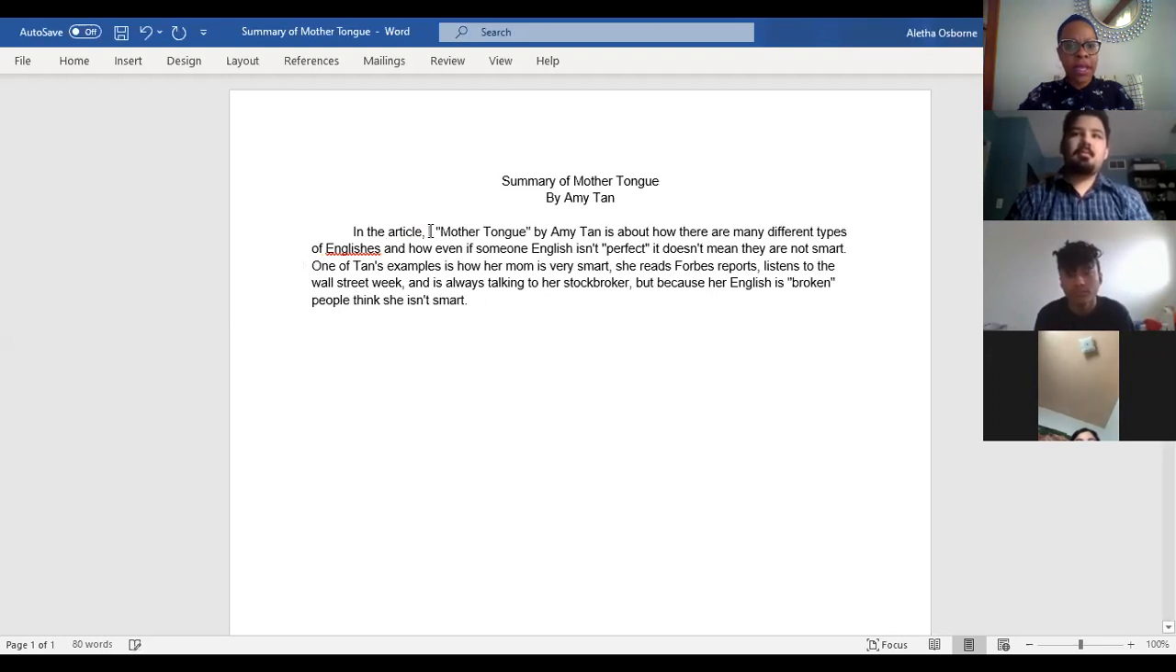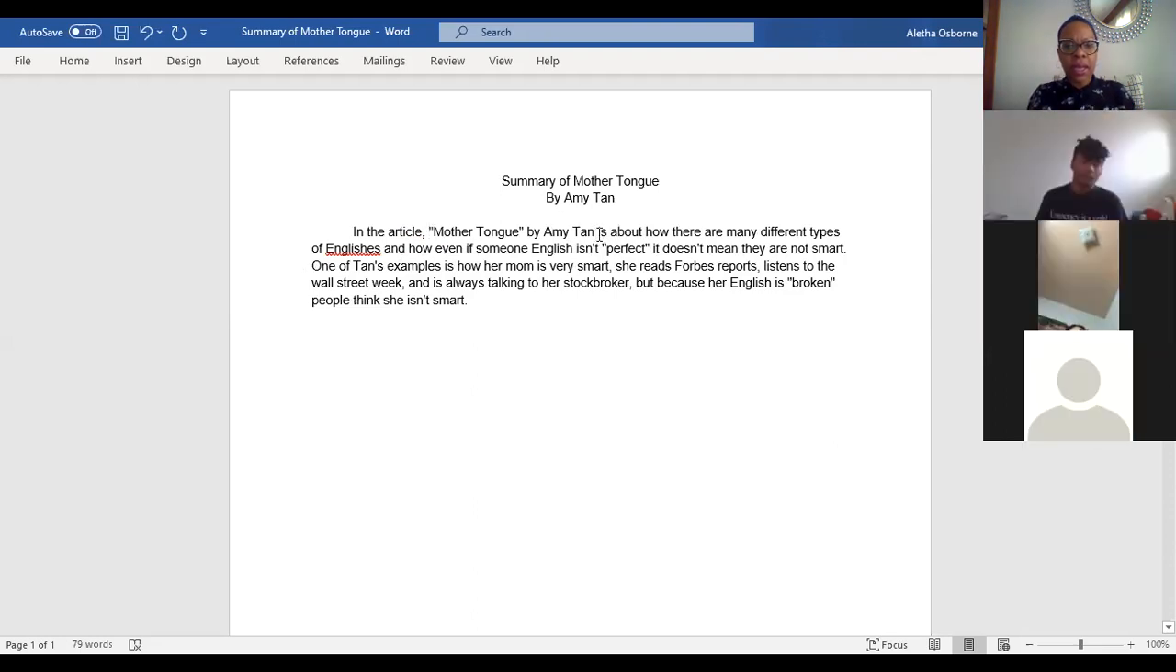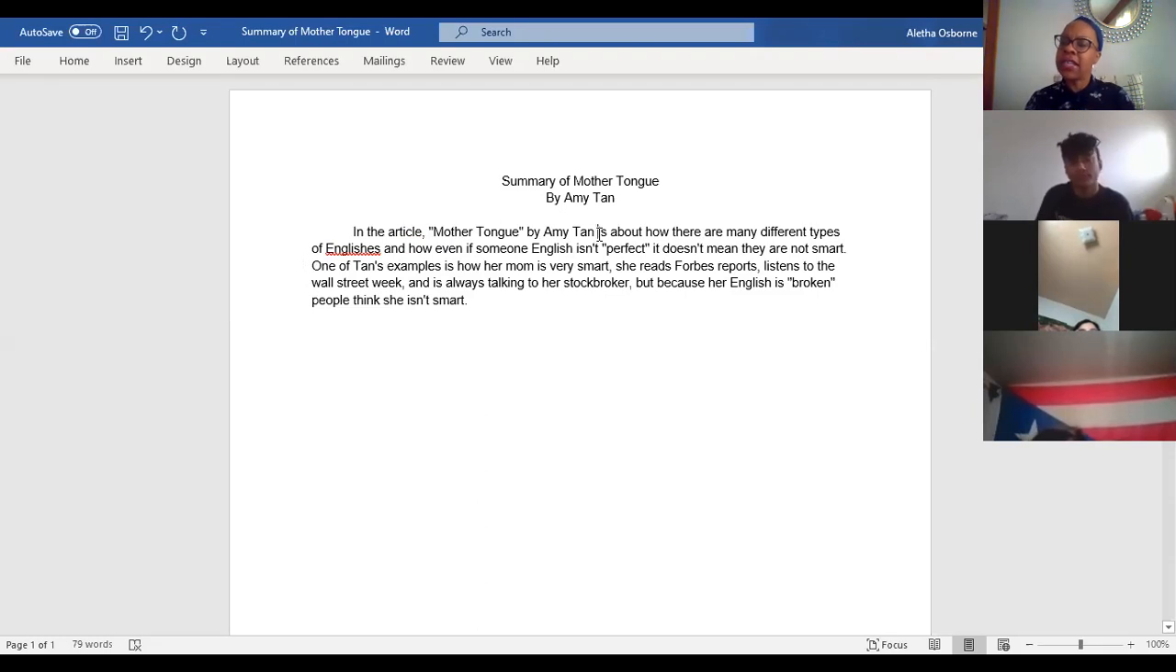All right. In the article, Mother Tongue by Amy Tan, instead of saying it is about, now I did notice this in the practice CRT, some students will say in the article, Mother Tongue by Amy Tan, she talks about, or she says. One main goal I want you guys to consider is the use of strong verbs. So let me remind you of the criteria that says the topic of the text and the author's intent should be specifically and accurately stated.